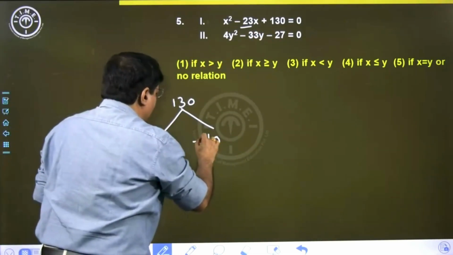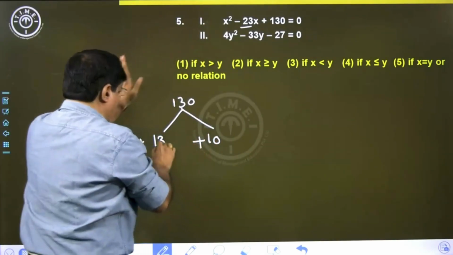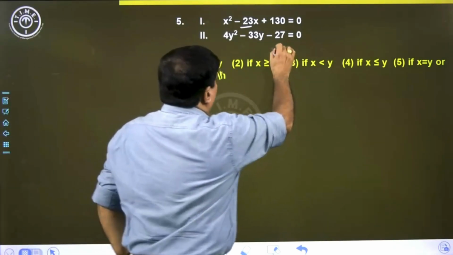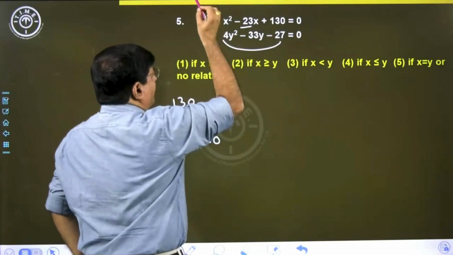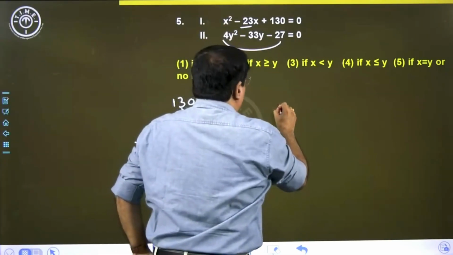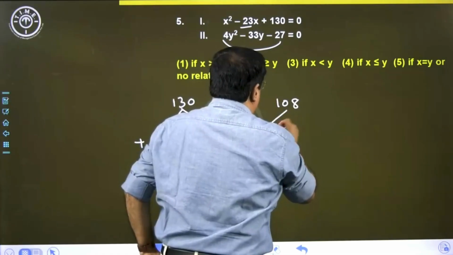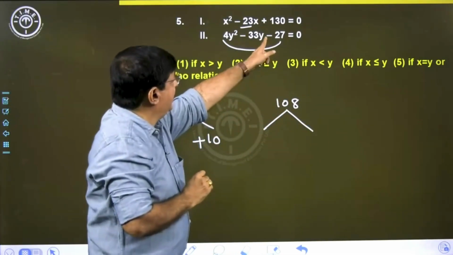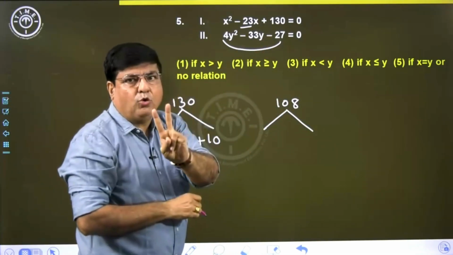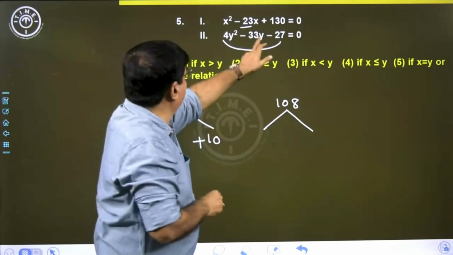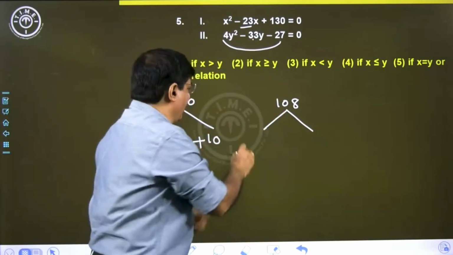This will be plus, this will be plus. Coefficient of x square is 1, so just leave it like that. Next factor, 27 into 4, 108. Sign of 27 is minus. Think of two numbers whose difference is 33 but product is 108.